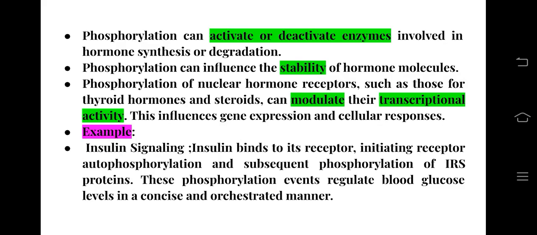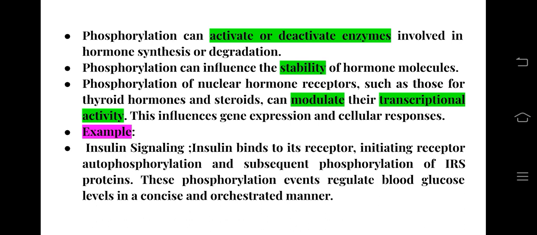Phosphorylation can activate or deactivate enzymes involved in hormone synthesis or degradation. Phosphorylation can influence the stability of hormone molecule. Phosphorylation of nuclear hormone receptors, such as those for thyroid hormones and steroids, can modulate their transcriptional activity. This influences gene expression and cellular responses. Some sort of transcriptional activity modulation is also happening. Now let's learn about examples.